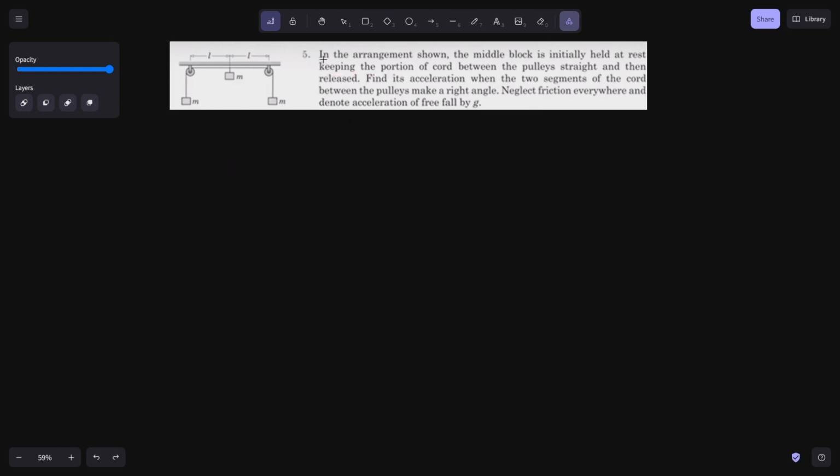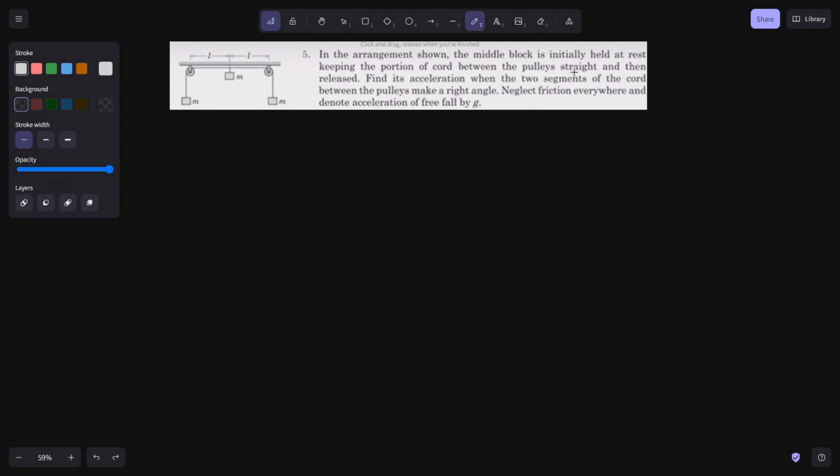In this question, we are given that in the arrangement shown, the middle block is initially held at rest, means this particular block, keeping the portion of the cord between the pulley straight, and then it is released. So that we have to find the particular acceleration.